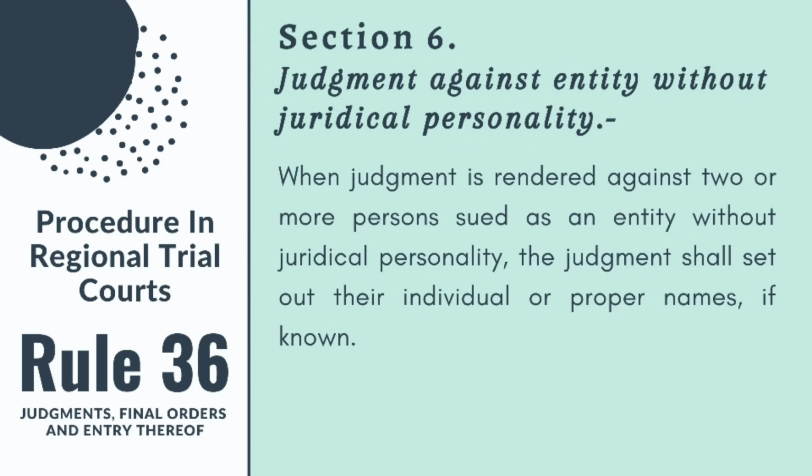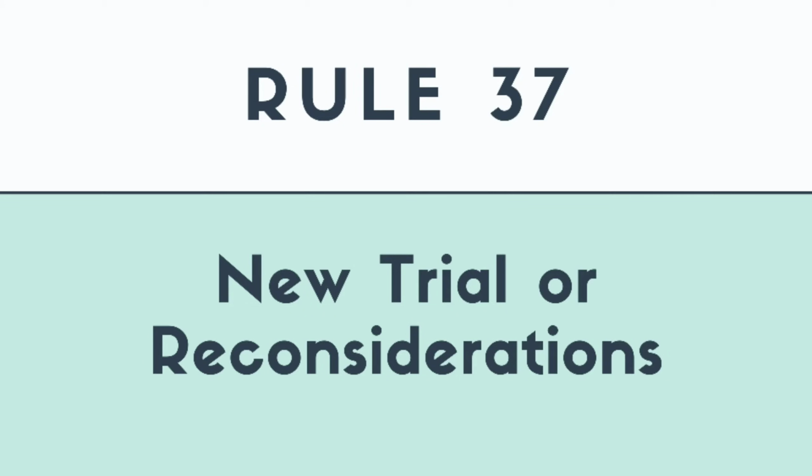Section 6. Judgment against entity without juridical personality. When judgment is rendered against two or more persons sued as an entity without juridical personality, the judgment shall set out their individual or proper names, if known. Rule 37. New trial or reconsideration.